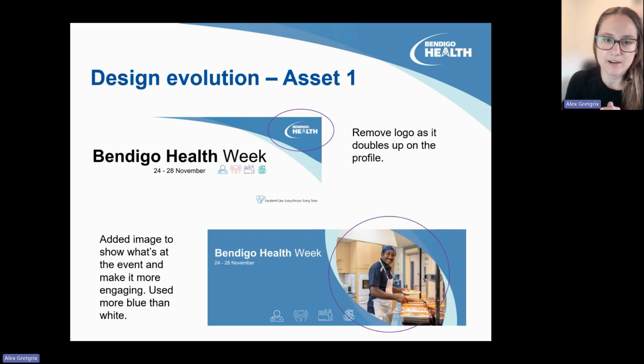So I decided in my second evolution of the design to move the writing up so it wouldn't get cut off, because I had that problem a few times by the profile picture. I also wanted to make it more engaging and exciting, so I put a photograph on the right hand side, which can be moved, changed out for another photo of someone else or another aspect of the event, as well as including the icons down the bottom to show the 4 different aspects that would be covered, and also using more of the Bendigo Health blue. So that was from feedback from the mentor. So that's what I did.